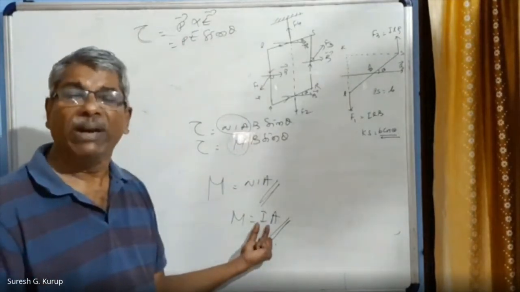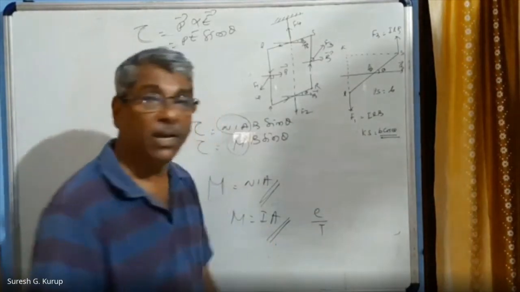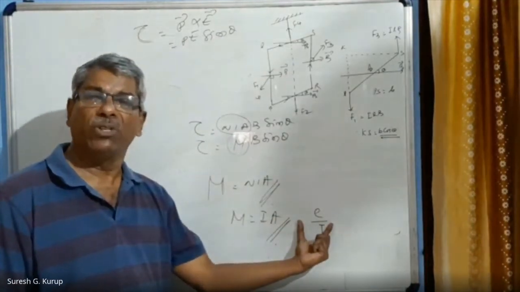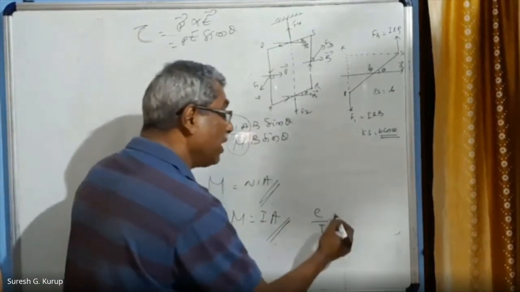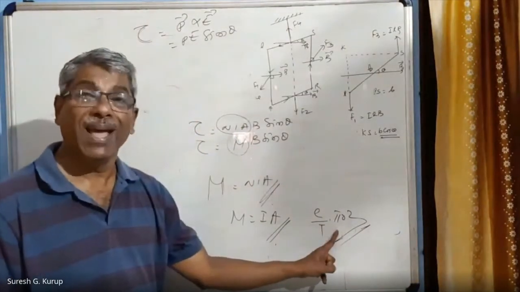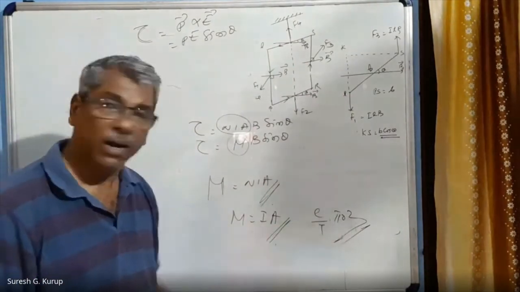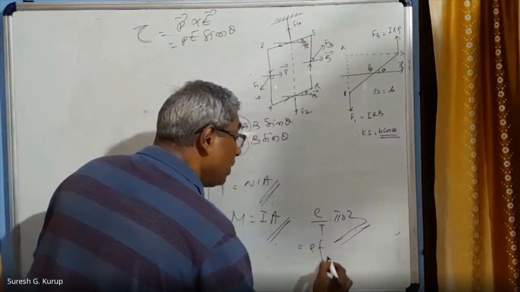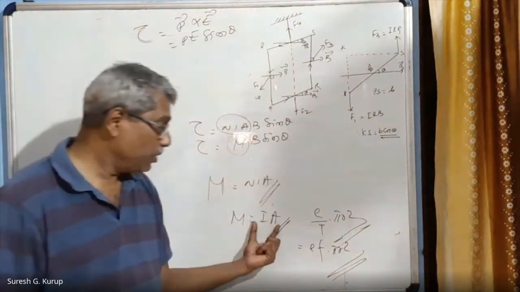I is equal to Q by T. I is equal to Q by T means in that case we can write I is equal to e by T. Electrons are moving in the circular path. What is the current associated with an electron which is moving in a circular path around the nucleus? That is e by T, into area, which is pi r squared. So this is the magnetic moment associated with an electron which is revolving around the nucleus in a circular path of radius r. So this can also be written as e f into pi r squared. The basic formula is this only. M is equal to IA.